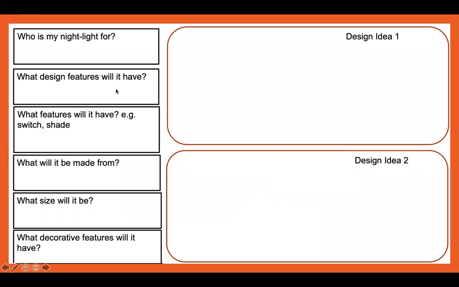What features will it have? For example, a switch, a shade. The first features will be the design. Okay, so is it going to look like a panda? Is it going to look like a butterfly? So on and so forth.